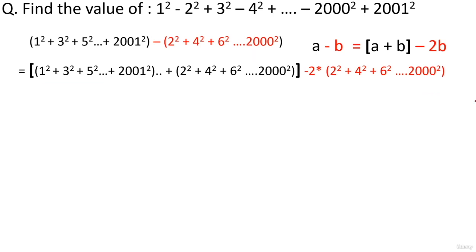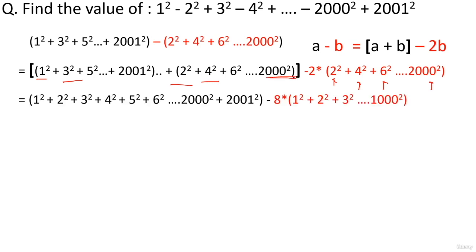Right. So if you observe carefully now, in the second bracket, you can just take 2 square common from all these terms, right? These are all squares of even numbers. So अंदर basically क्या बचेगा? 1 square plus 2 square plus 3 square up to 1000 square. Okay. And यहाँ पे guys क्या हो जाएगा? 1 square plus 2 square plus 3 square plus 4 square, this is summation up to 2001 square, right?